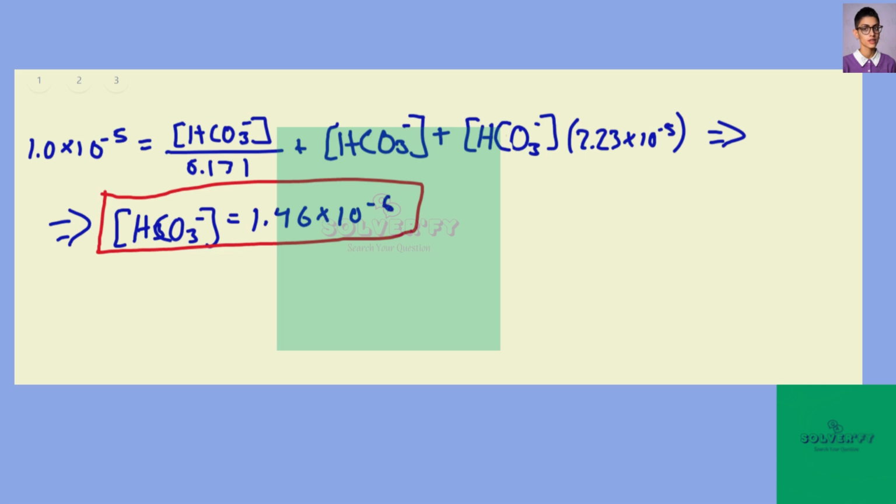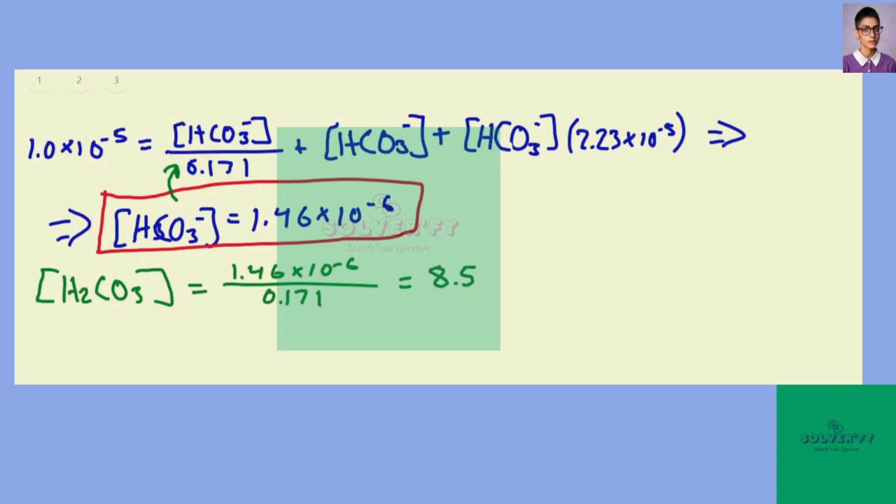The concentration of H2CO3 we can find by plugging this value into this expression, and we get 1.46 times 10 to the minus 6 divided by 0.171, and that will be equal to 8.54 times 10 to the minus 6.